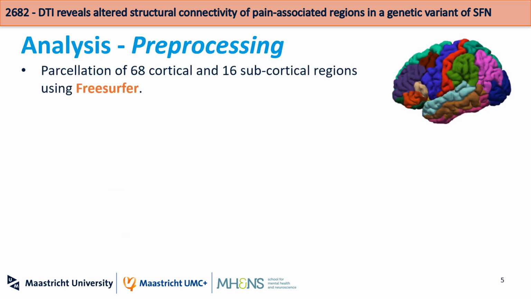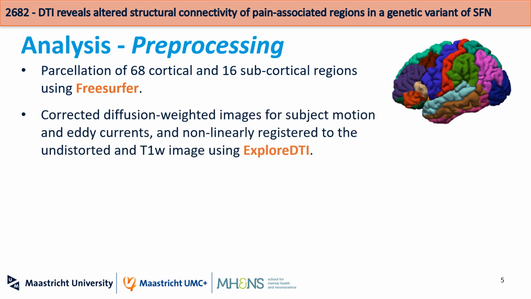To pre-process our images, first we used FreeSurfer to define regions of interest, cortical as well as subcortical regions. These are defined from the T1 weighted image. Our diffusion weighted images are subsequently corrected for subject motion and eddy currents. Moreover, they are non-linearly registered to the undistorted T1 weighted image space using ExploreDTI.